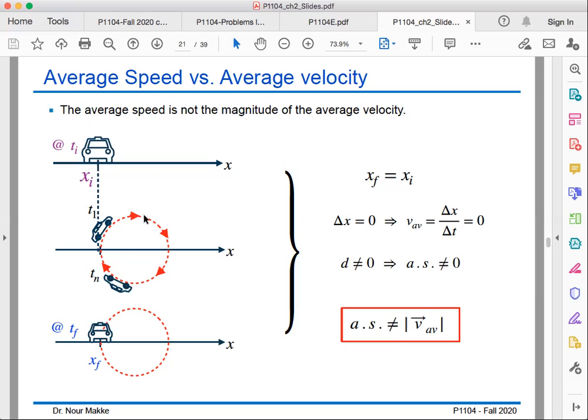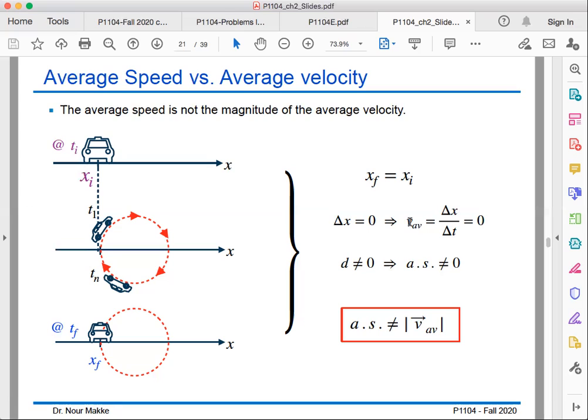It will go through this circular path. At a given time tn, it will arrive at this position. And finally, at time t final, the last time in this interval we are looking at, it will arrive at this position, which is x final. But notice that x initial and x final are the same. So the car travels from a given point along a circular path, and it gets back to this initial position. So in this case, x final is equal to x initial, which means that delta x, defined as x final minus x initial, is equal to 0.